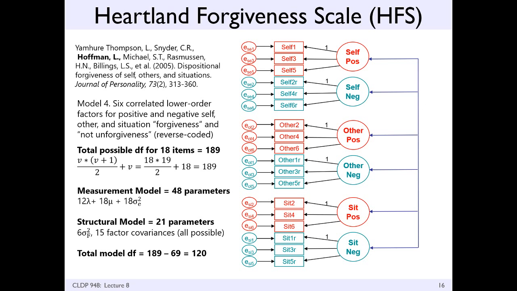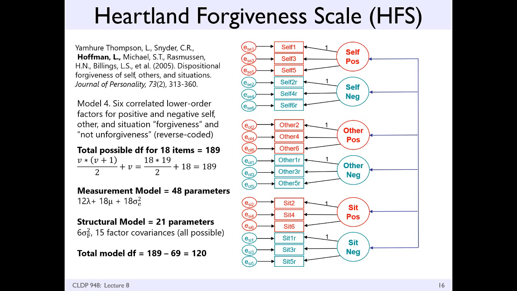We've looked at this little chunk of it, the situation factor. Well, these are the others. So there are 6 items that measure self-forgiveness, 6 items that measure other forgiveness, 6 items that measure situation. And for each of these subscales, 3 are positively worded and 3 are negatively worded. No matter what I did, this was the factor structure that I had to start with. The items that measured the same thing in the same way always wanted to be more correlated than anything else. So I started with 6 lower order factors.